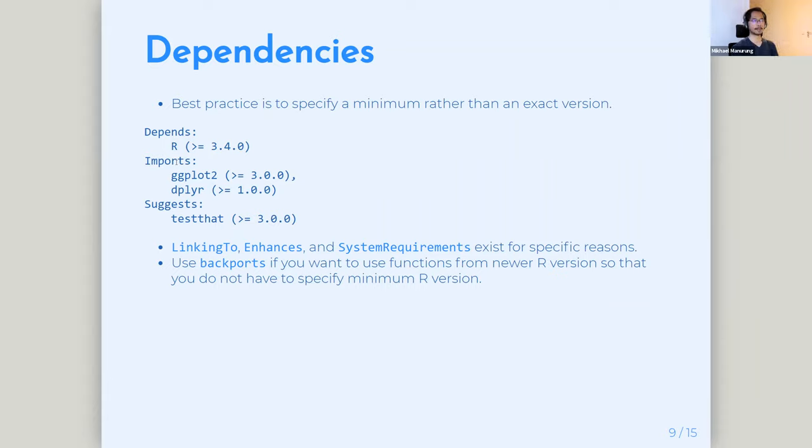So if the reason why you want to use this minimal version of R is because you want to use a function that is implemented in a newer R version, you can actually use the backports package, which implements functions from R, I think starting from R 3.3. So if in the older R version there is a function that hasn't been implemented yet, you can use the backports package instead.